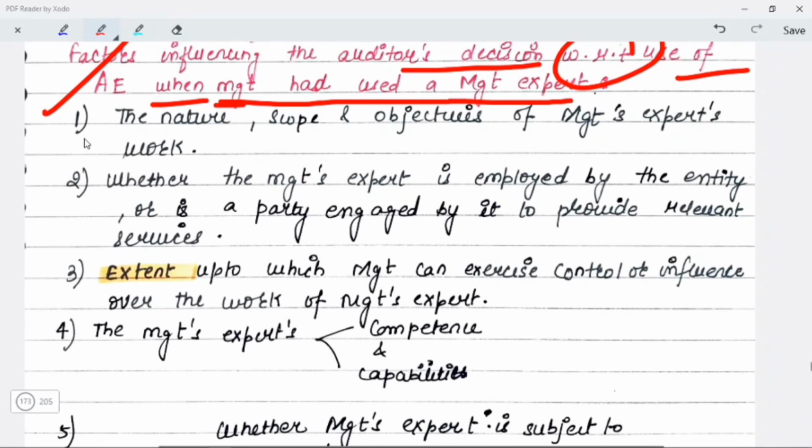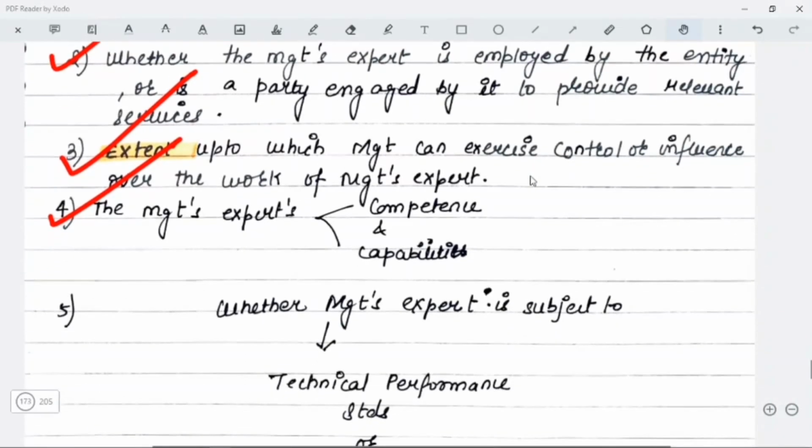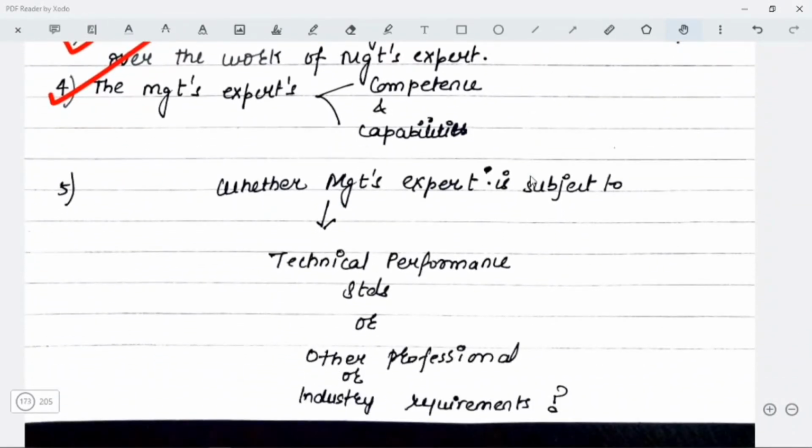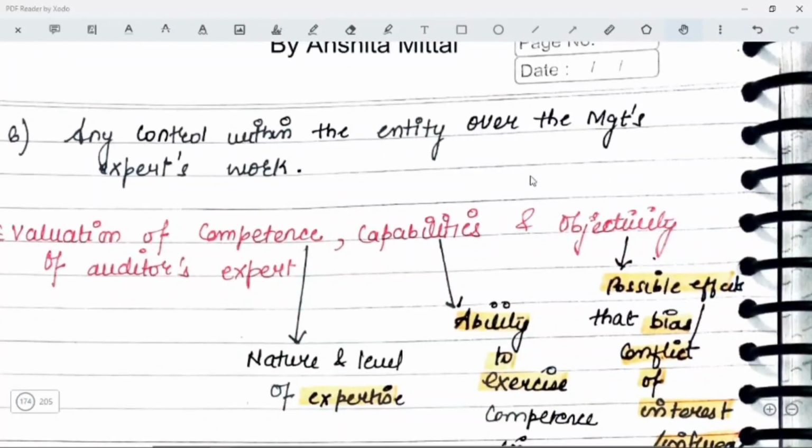So in this case, first of all, the nature, scope, objectivity of the management's expert work. Second, whether the management's expert is employed by the entity or is the party engaged by it to provide relevant services. Third, the extent up to which the management can exercise control or influence over the work of management's expert. Fourth, the management's expert's competency and capabilities. And fifth, whether the management's expert is subject to technical performance standards or other professional or industry requirements or not. Sixth, any control within the entity over the management's expert work.